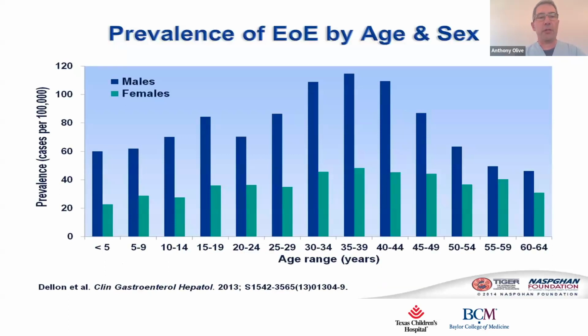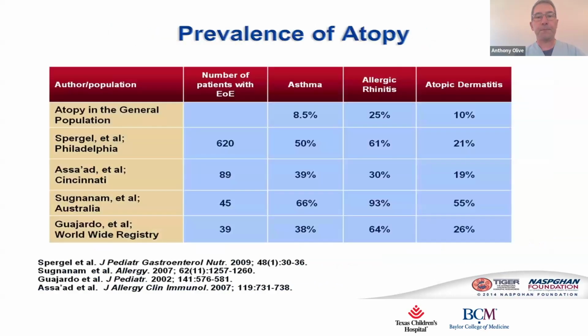So again, males have a higher prevalence for EOE. Really, if you look at the peak, 4th and 5th decades, but really anybody at any age, including children, which I deal with, can get EOE.